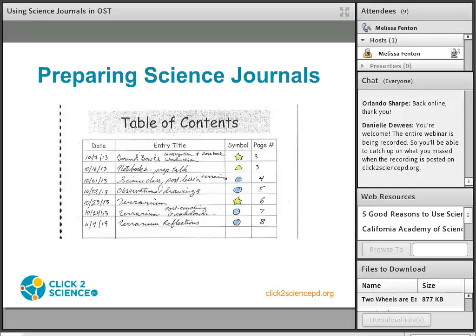So, for example, when you're setting up what the entries will look like, if you're going to be using science journals during a field trip, titling those entries with the location or what they were observing could be helpful with reflection later, or if you're going to talk about what you saw.